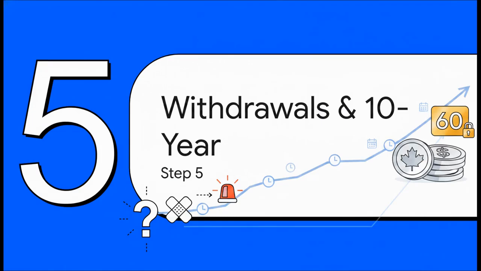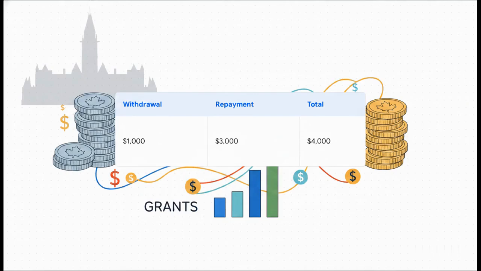Which brings us perfectly to Section 5, Withdrawals and the 10-year strategy. Since the RDSP is mainly designed for long-term savings and retirement, withdrawals without penalty generally begin after the beneficiary turns 60 years old. After age 60, there's actually a mandatory minimum annual withdrawal amount. But what happens if someone urgently needs money before age 60? Well, in that case, withdrawals are still possible, but there may be penalties related to government contributions.